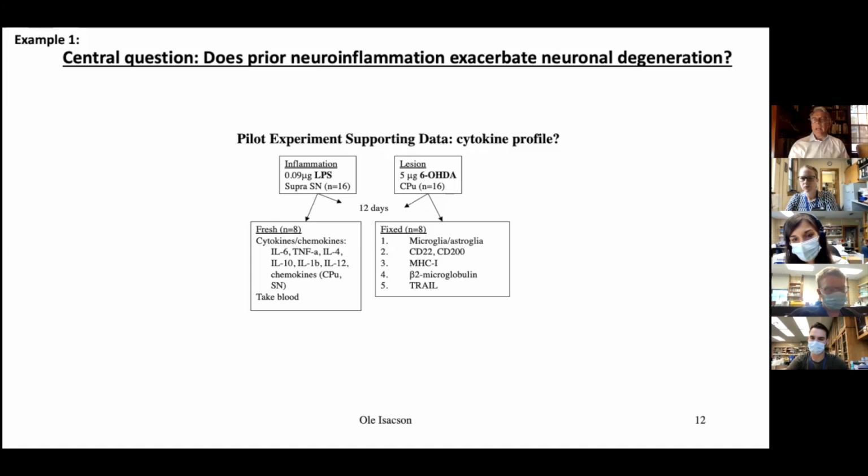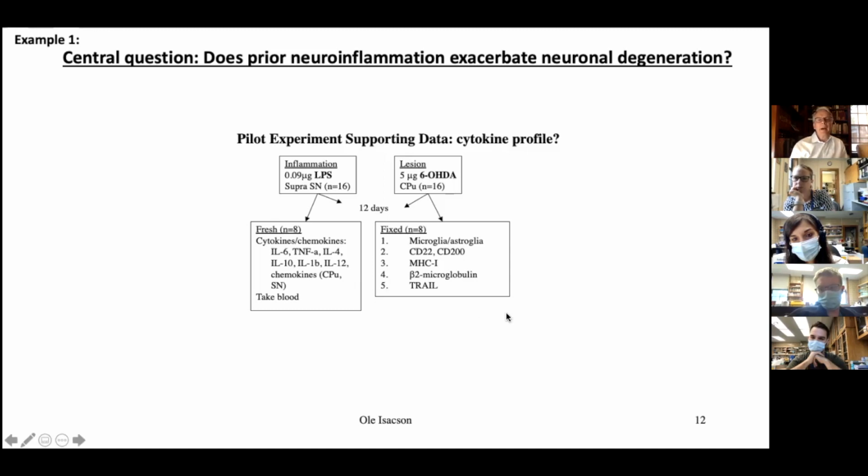And the idea was to create inflammation in the substantia nigra that didn't kill the neurons, and then see if that exacerbated. And the hypothesis was that if the inflammation comes first, and then you provide a mild injury, that would be worse than providing a mild injury followed by inflammation, because that's how the pandemic worked, right?